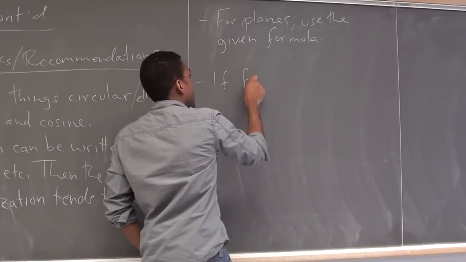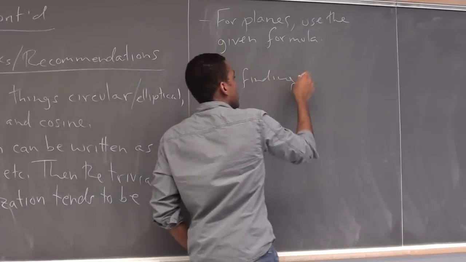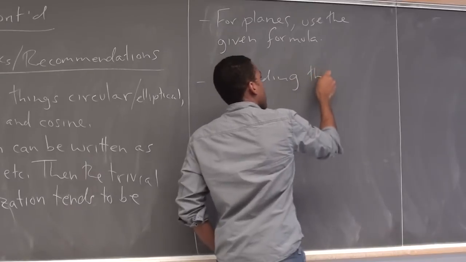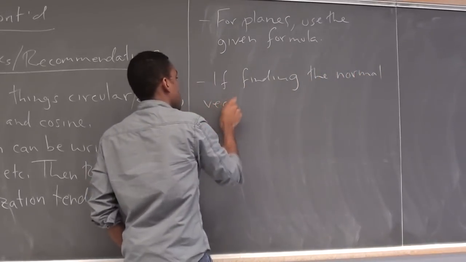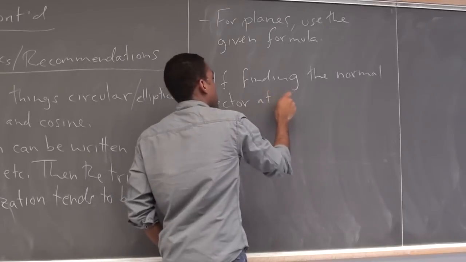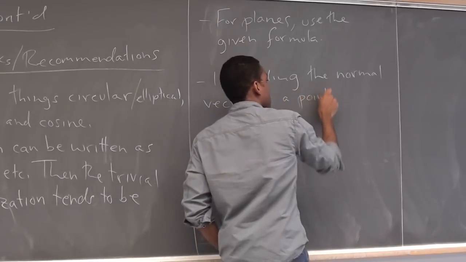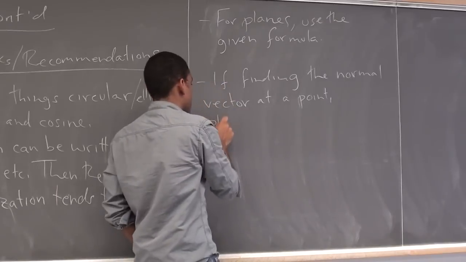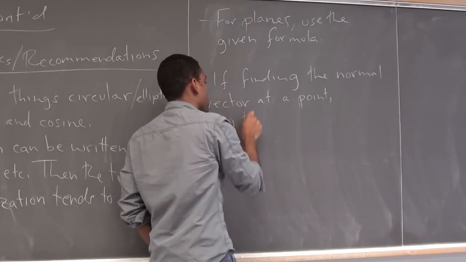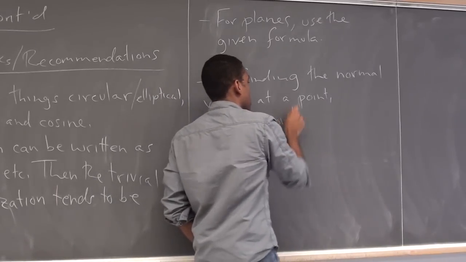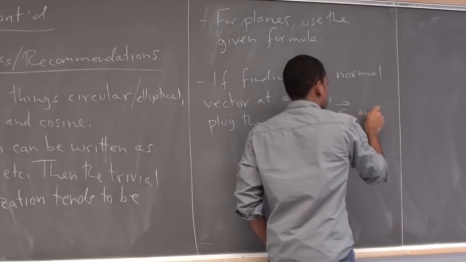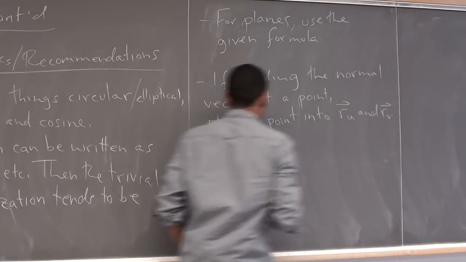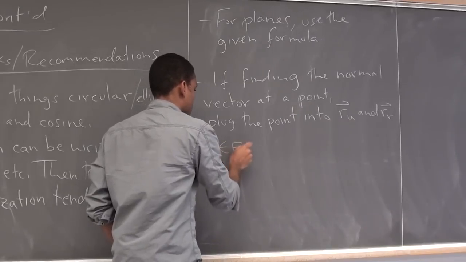If finding the normal vector at a point, plug the point into r_u and r_v before taking the cross product.